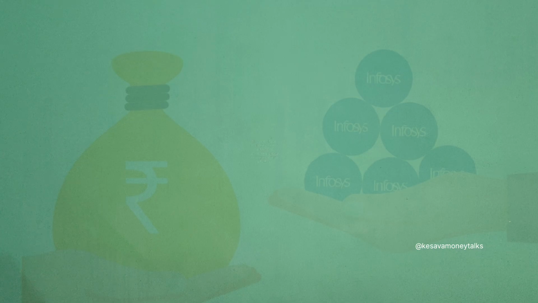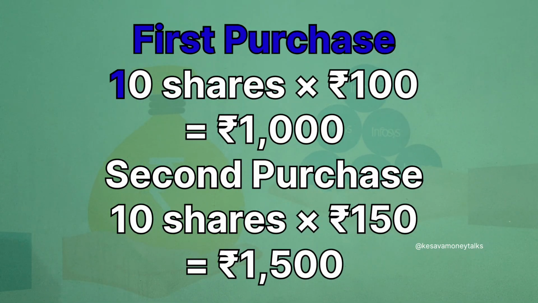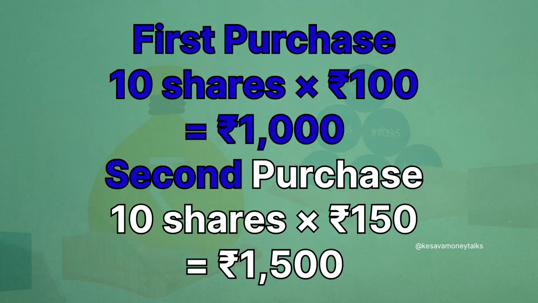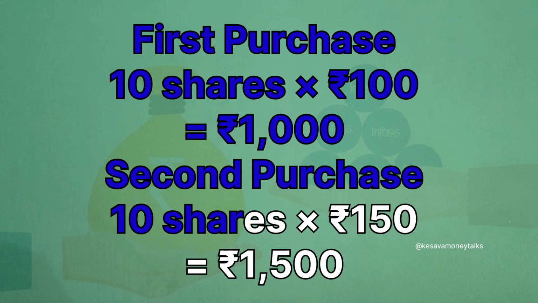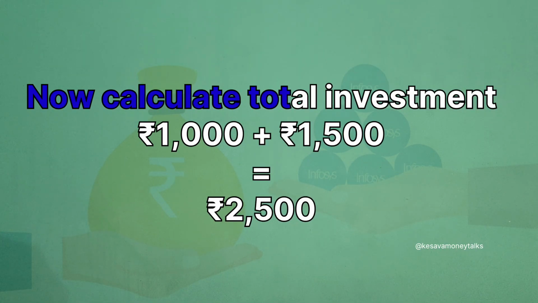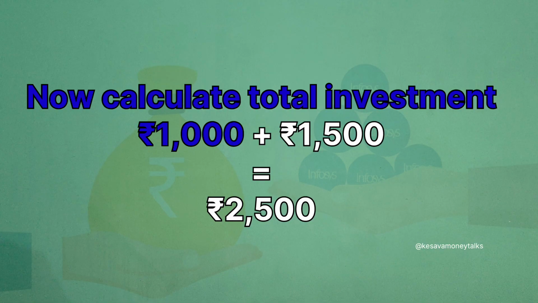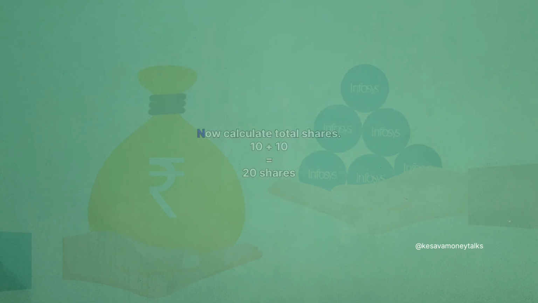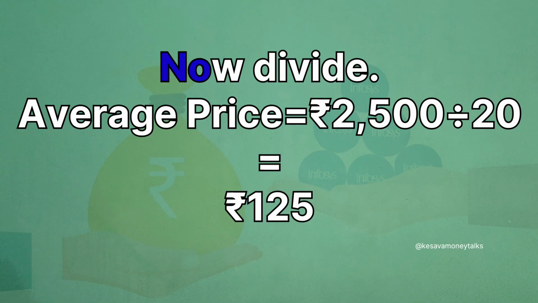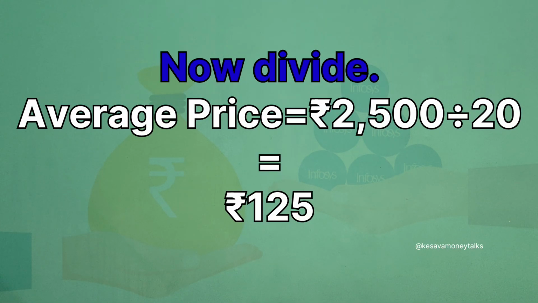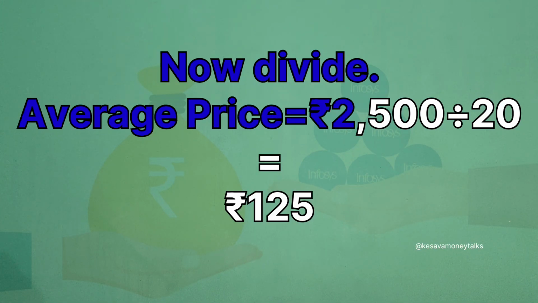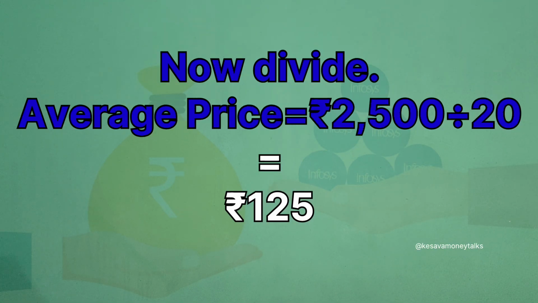Let's calculate. First purchase, 10 shares into 100, 1,000 rupees. Second purchase, 10 shares into 150 rupees, so it becomes 1,500. Now calculate total investment: 1,000 plus 1,500 equals 2,500. Now calculate total shares: 10 plus 10, 20 shares. Now divide for the average price: average price equals 2,500 divided by 20. So it becomes 125 rupees per share.